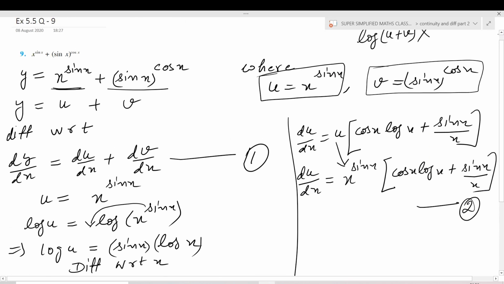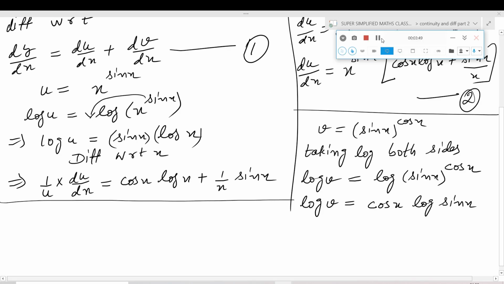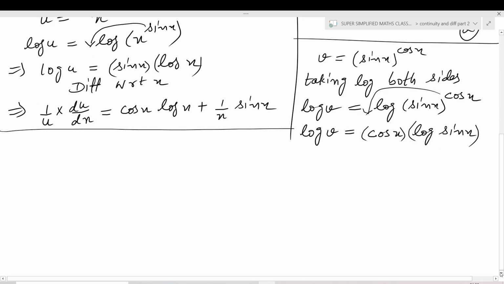Now you have to differentiate the expression for v, and v is sin x raised to the power cos x. So we shall proceed as we have proceeded in the previous case. So v is sin x raised to the power cos x. We take log both sides. Log v is equal to log of sin x raised to the power cos x. This cos x comes here and becomes a multiple by using the properties of log, and we get log v is equal to cos x into log sin x. Now we can see here again that the right hand side is the product of two functions.